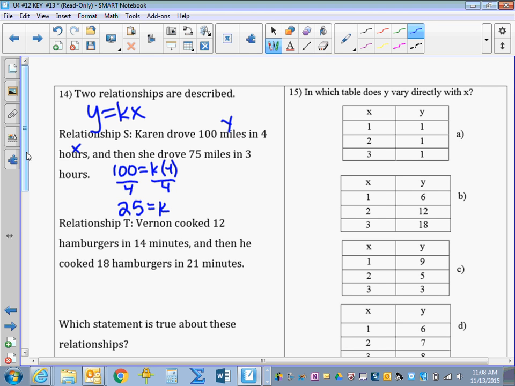Let's see if that's true for the second one as well. Y equals k times x. Y is my miles, so y is 75. And 3 hours, that's my x value. So k times 3. When I divide by 3, what do I get for k? 25 again. Since it's the same value, I know that it's a direct variation. They change the same amount each time. So I know that this one is a direct variation.